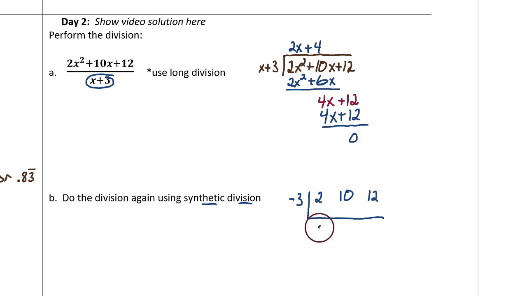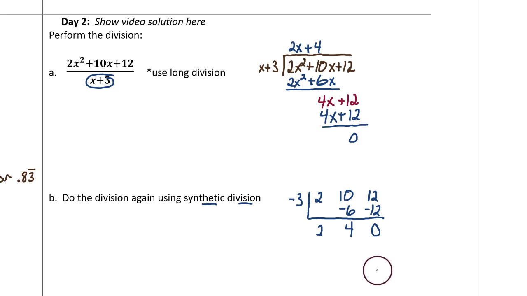You bring down the first number 2 all the way down below, and then multiply 2 times negative 3, which is negative 6, and write it down under the 10. Now add these. That makes 4. Then multiply these, negative 12, and add these together, 0. The remainder is 0, just like last time.